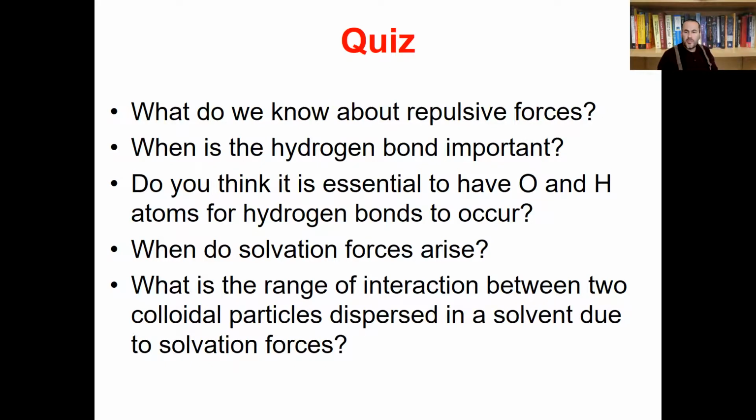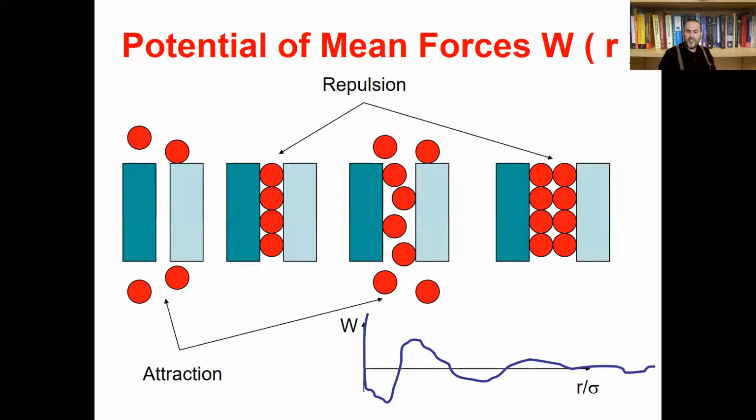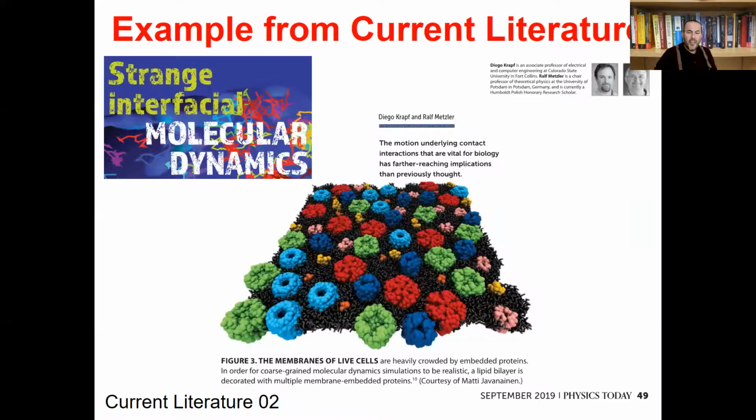What is the range of interaction between two colloidal particles dispersed in a solvent due to solvation forces? I think this has to do with the graph. Looking at this, because this is a function of sigma, the range is basically several layers of the solvent molecules, right? That's the range. 3, 4, 5, perhaps.